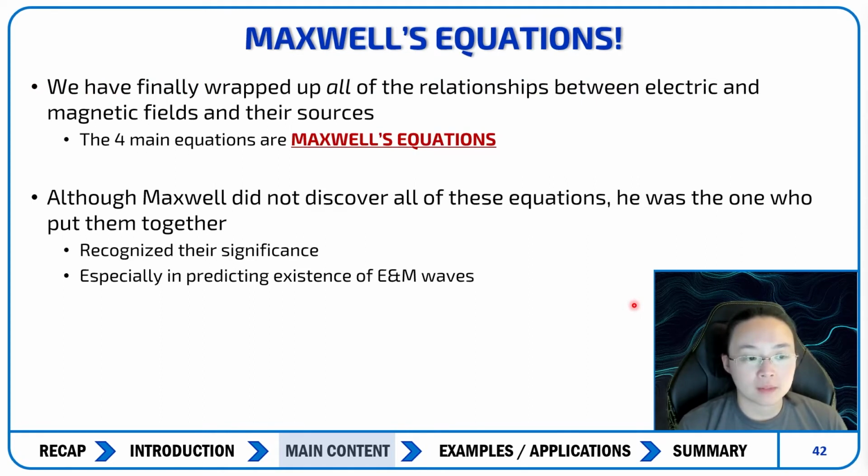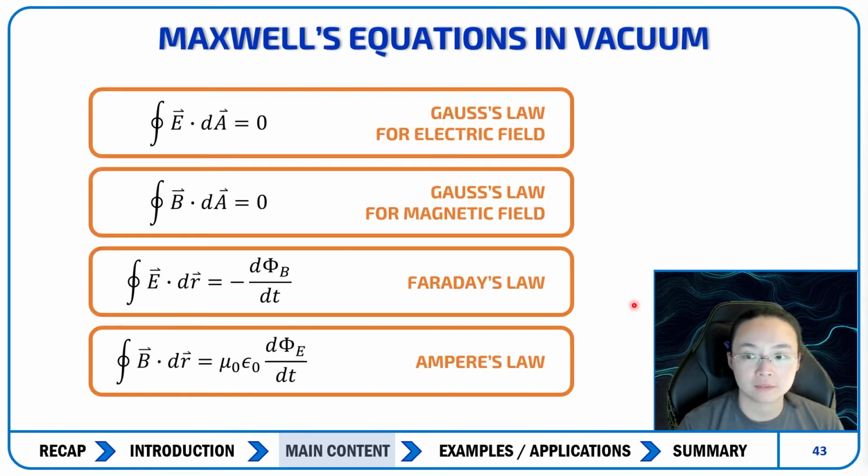So because we've gone through all of the equations throughout this course, we can sum up all of the equations through Maxwell's equations. So the four main equations that we were talking about at the beginning of this course have now been covered. Although Maxwell didn't discover all of these equations, he was the one who put them all together. So he recognized their significance, and these are extremely important in the application of E and M waves. So these are the four equations.